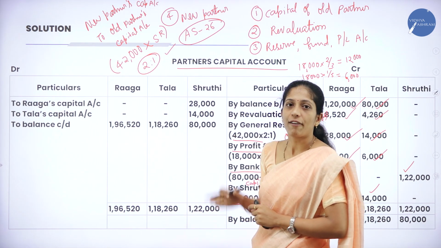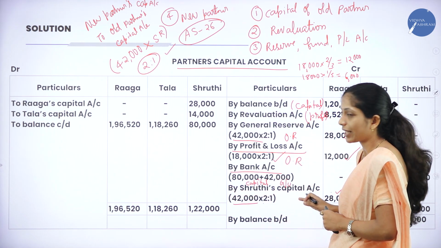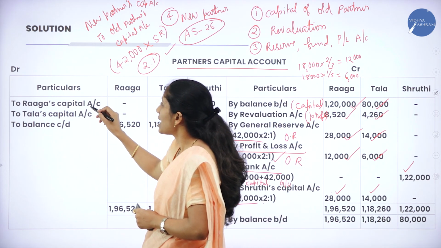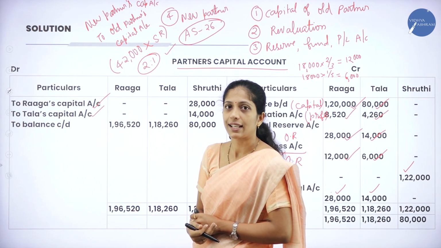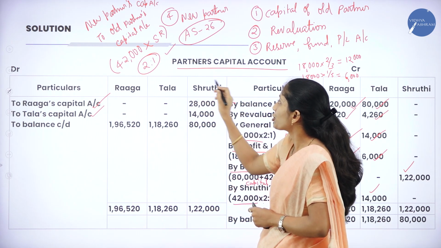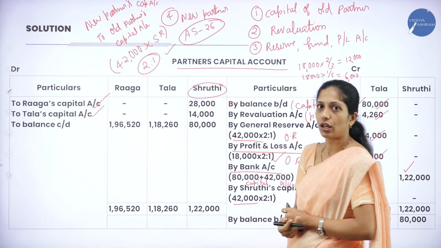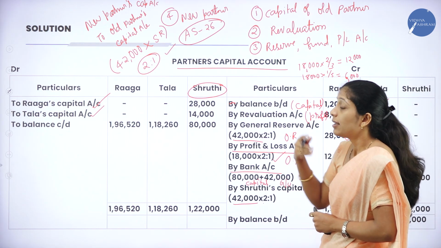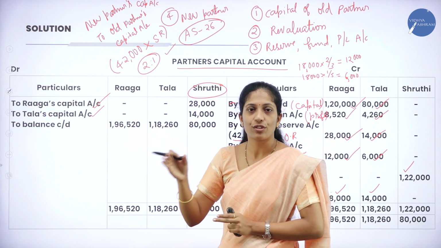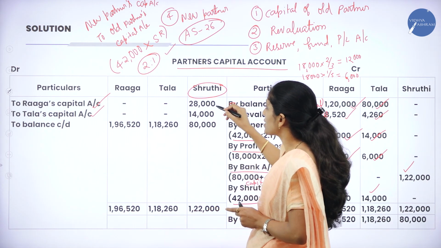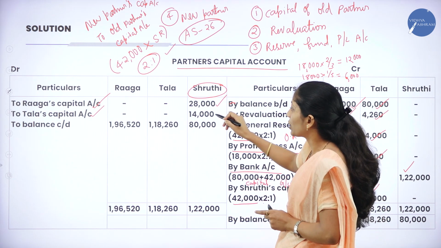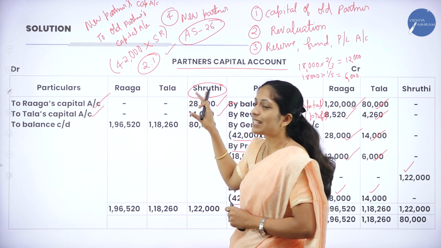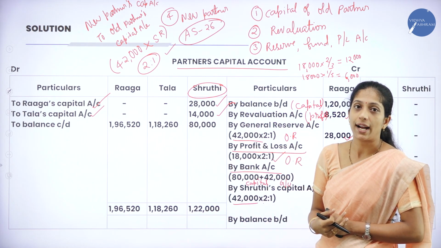Now the other half of the entry is what? The new partner we have already recorded, Shruti's capital account. Two old partners' capital accounts. Who are the old partners? Raga's capital account and Tala's capital account. You will write the amount in Shruti's column, that is the new partner's column. How much amount is to be given? 28,000, because the new partner has brought that amount in order to distribute to the old partners. Now Shruti is giving 28,000 to Raga as well as 14,000 to Tala in the form of goodwill. So this is about goodwill treatment as per Accounting Standard 26.